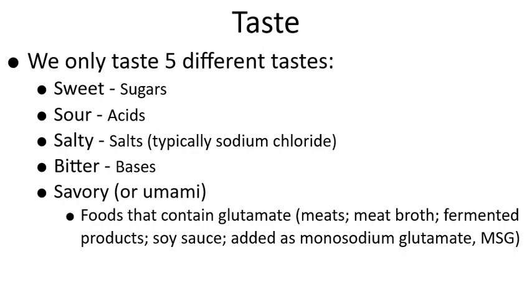Bitter receptors bind to bases such as phenols and tannins. And savory or umami receptors bind to amino acids. One particular amino acid, glutamic acid, or its alkaline form, glutamate, binds particularly strongly to the umami receptor. So foods that contain this amino acid taste particularly savory to us. Such foods include meats, meat broth, many fermented products, soy sauce, or foods containing added monosodium glutamate, or MSG.